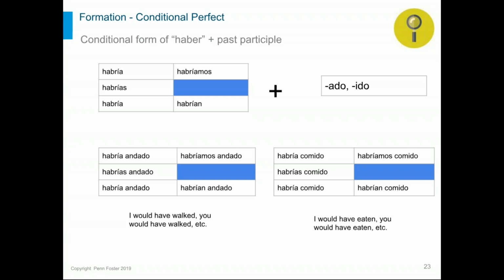But for the sake of this slide, habría andado, I would have walked, but my friend gave me a ride. Or I took the bus, something like that. I would have eaten, but I didn't have enough time. I had to get to work. Okay, those conditions of having a ride or not having enough time are the reasons why we choose conditional perfect tense. Very specific circumstances or conditions.